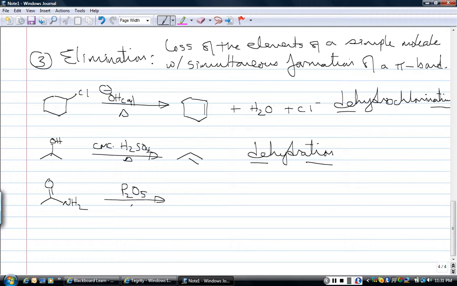And for now, the reagents do not make a big deal. You're not responsible yet for the reagents. You pick this up as we go along. This is also a dehydration reaction.